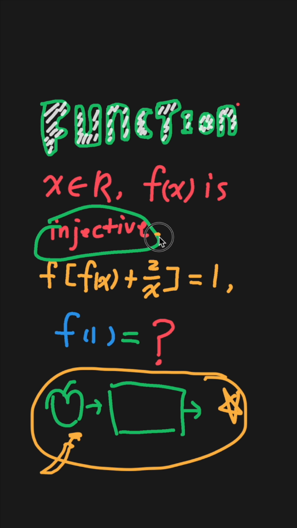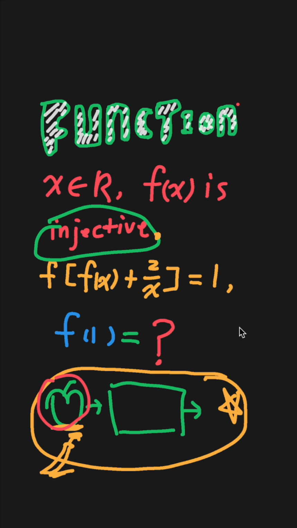So for injective functions, the same input gives the same result, but a different input is always going to give you a different result. So the outcomes of the banana and the apple will never be the same. That's basically the concept of injective. Sometimes you might hear people call it monotonic functions, but whatever the name is, it means the same thing. Now, let's go back to the problem.